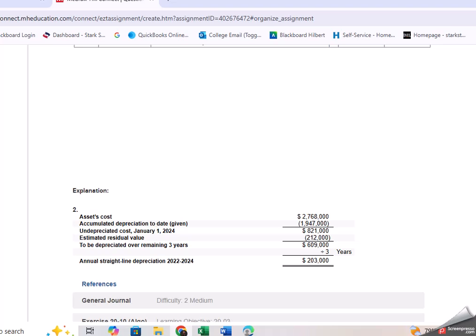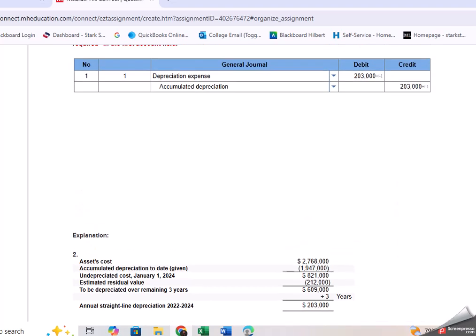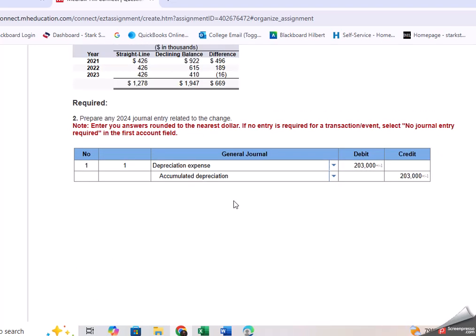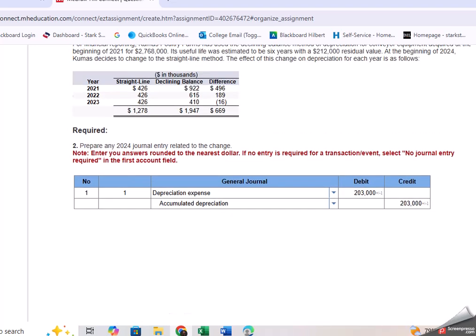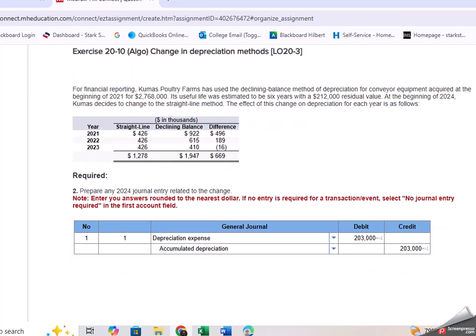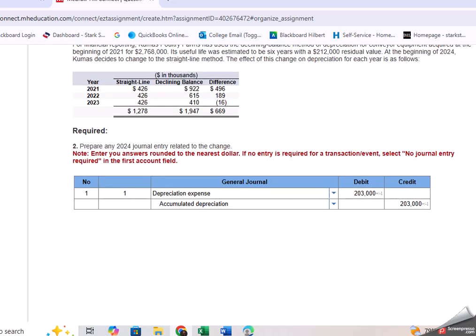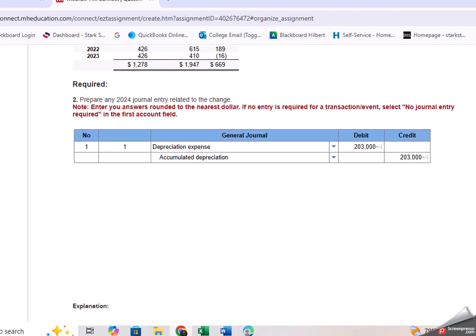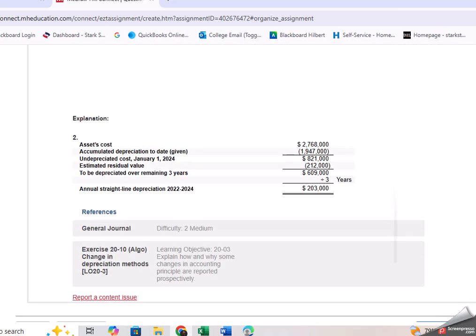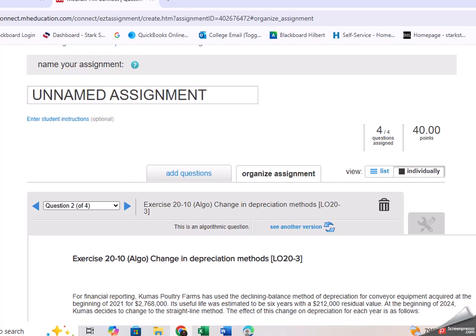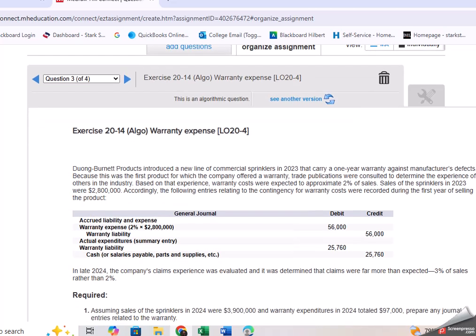Sorry about that. So then that is 203,000. That will be the amount that we will record as depreciation expense in 2024 when we switch over to straight line. So again, when we're making a change in our estimate, we just adjust the current year and then the go forward years. So we've got to figure out what its net book value is at the time of the change and then apply the straight line method.